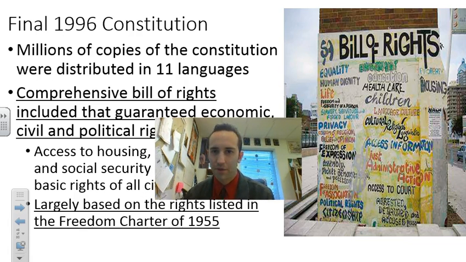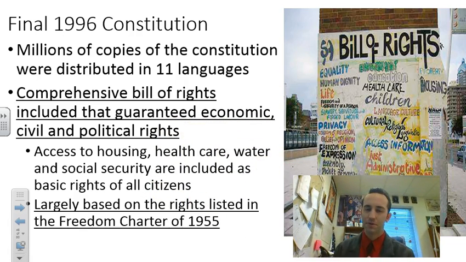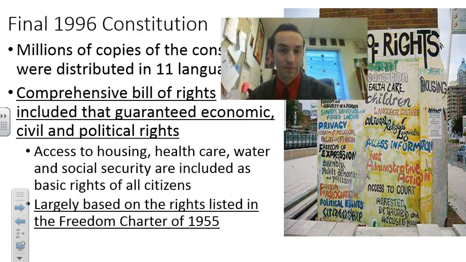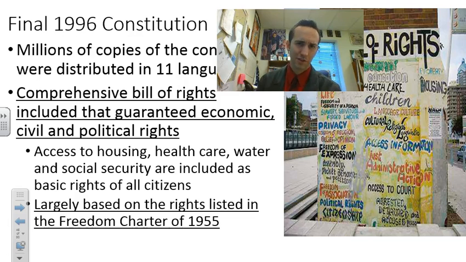Final Constitution, millions of copies are sent out to the people so they understand their new government, their new rights. It's distributed in 11 languages. This includes a comprehensive Bill of Rights, a very impressive Bill of Rights compared to many other nations, that guarantees economic, civil, and political rights. And so things like access to housing, healthcare, water, and Social Security are included as basic rights. It's not too common to include things like housing as a basic right. So a very liberal Bill of Rights as compared to other nations.